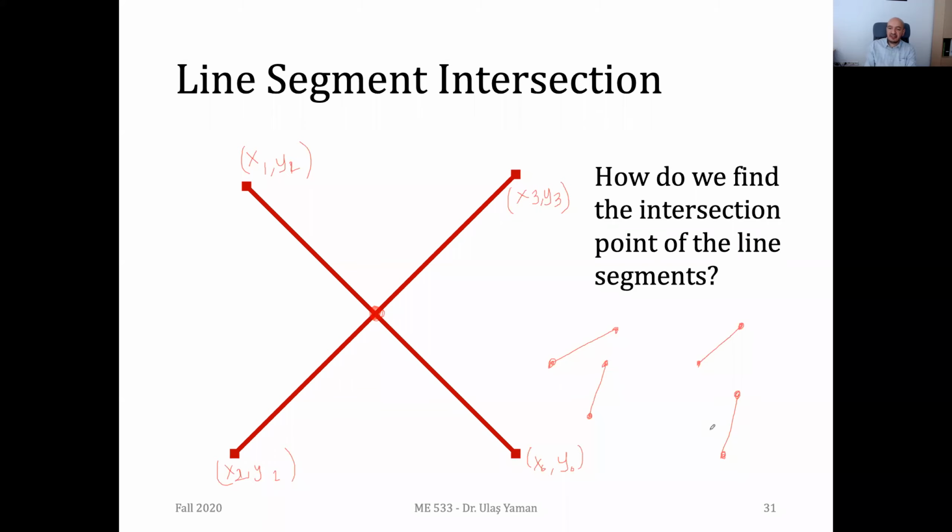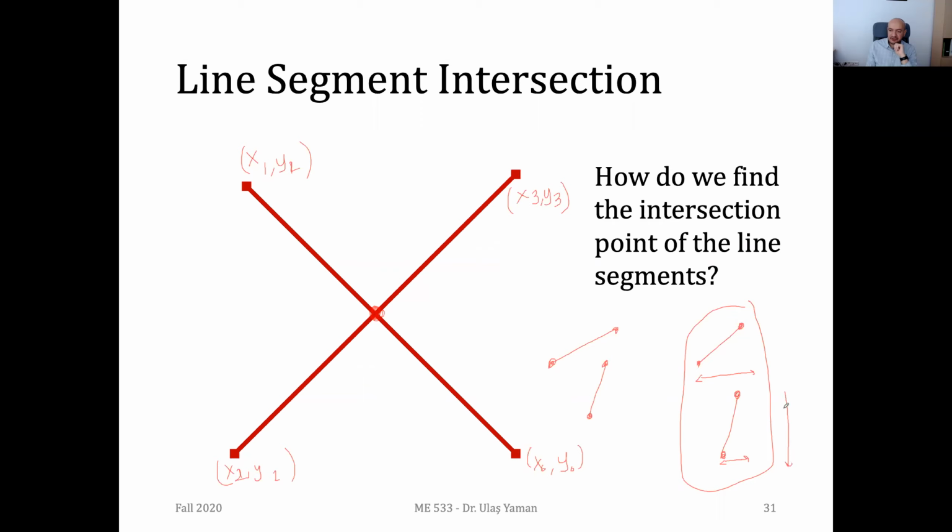What is the idea? You may check, for instance, if you look at this couple, their x and y intervals. If you look at the x interval, this is the x interval of the first one. This is the second one, let's say. And they are intersecting, right? They have overlapping x values. But what about the y intervals?